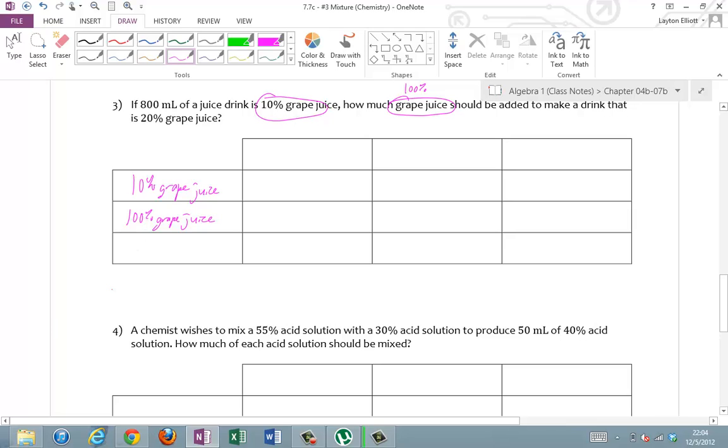10%, 100%. We add to that, and then we end up with a 20% grape juice for our mix. The last row is always our mix. It's not like we're saying 10 plus 100 is 20. What we're saying is we're going to take a certain amount of 10% and a certain amount of the 100% and squish them together so we end up with a 20%. And we want to know how much of each. So, okay. 10% grape juice.